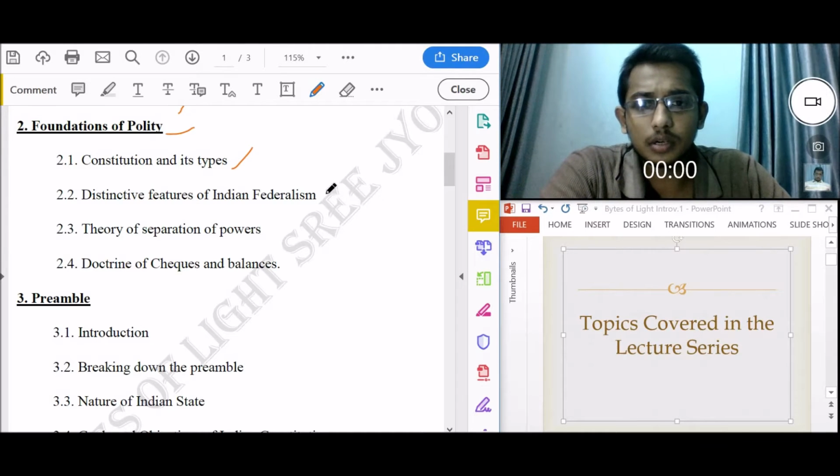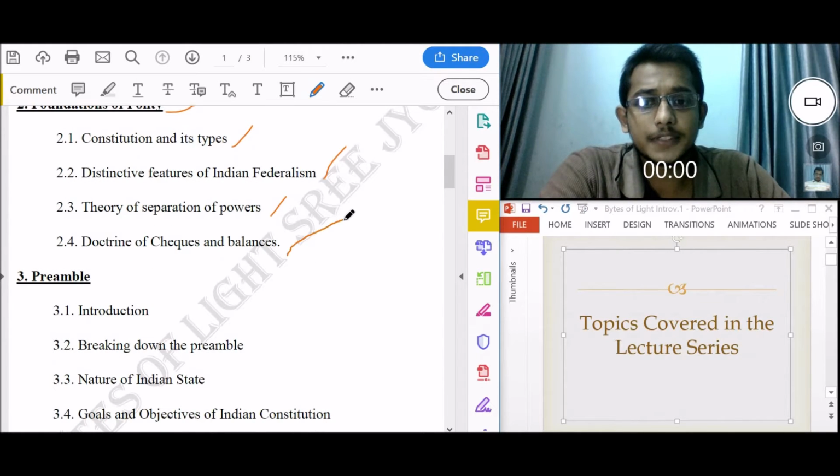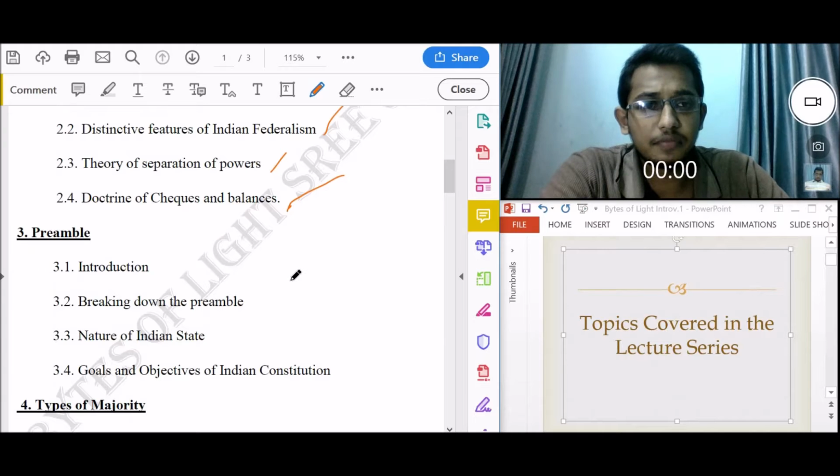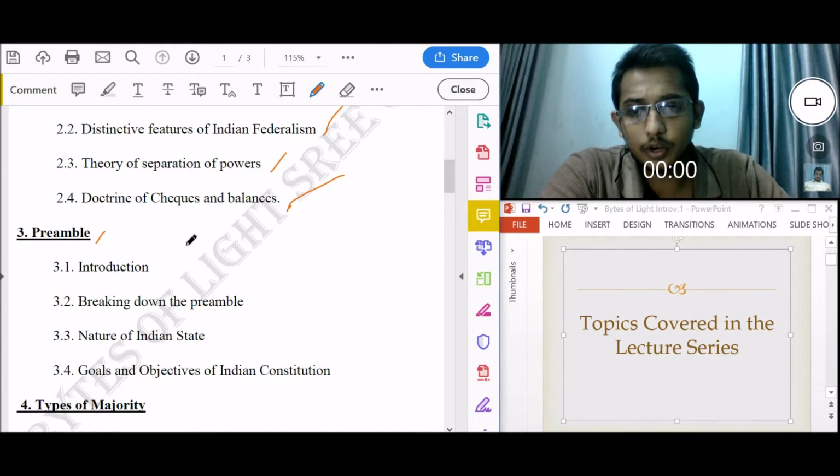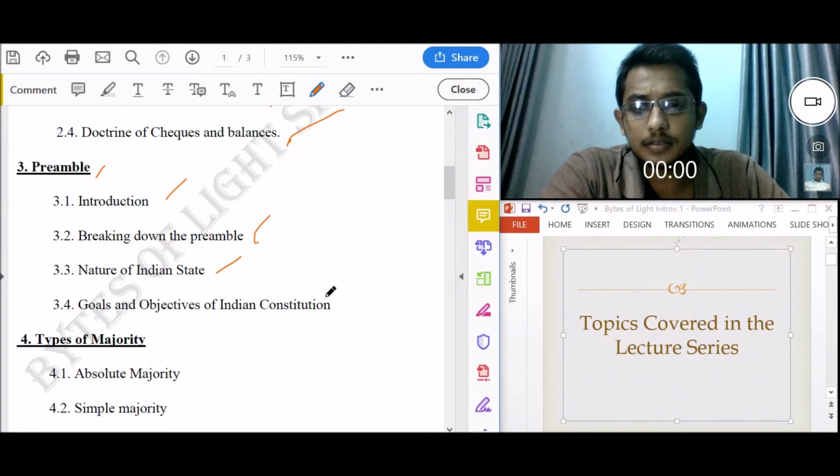We'll be doing videos on distinctive features of Indian federalism, theory of separation of powers, doctrine of checks and balances. Then we will come to the third topic, that is preamble, introduction to it, breaking the preamble into parts, nature of Indian state, goals and objectives of the Indian Constitution.